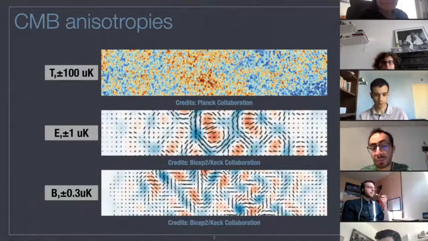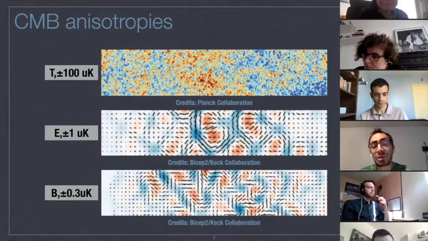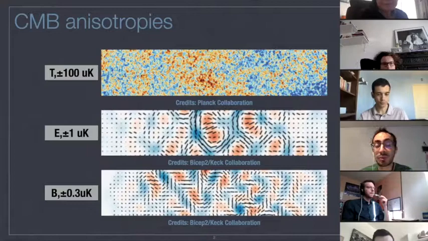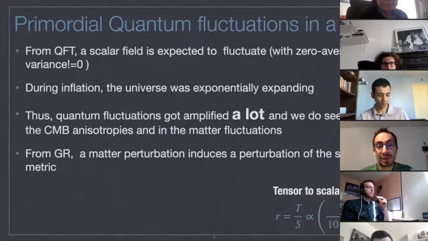So you see that the range of amplitudes for these anisotropies is decreasing, going from temperature to the B modes. In particular, the B modes are expected at the degree scale, at the level of 0.3 microkelvin.